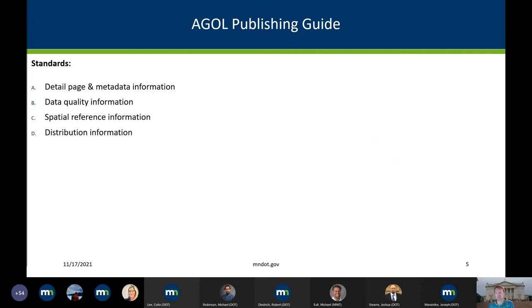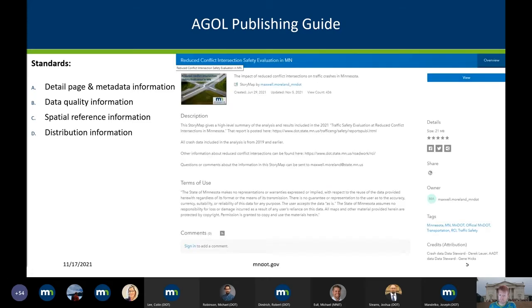Okay, I want to talk a little bit about the publishing guide. One of the things that we ask you to do is fill out the details page and metadata information. You want to have a title. I use this example, which is a good one that was created recently: Reduced Conflict Intersection Safety Evaluation by Max Moreland from this morning. So this was a good details page that he had put together.